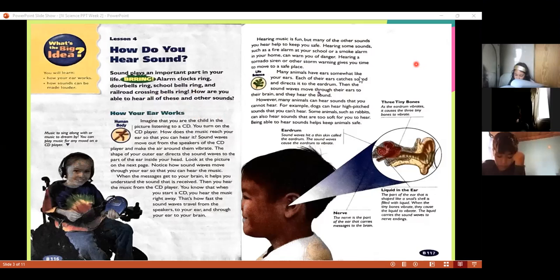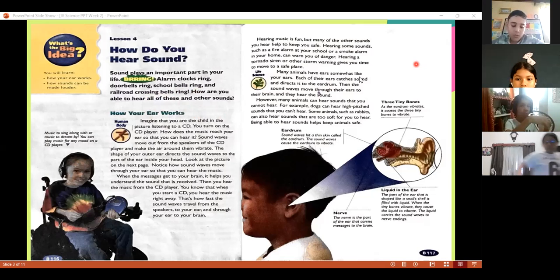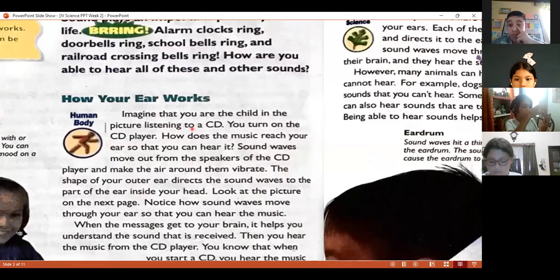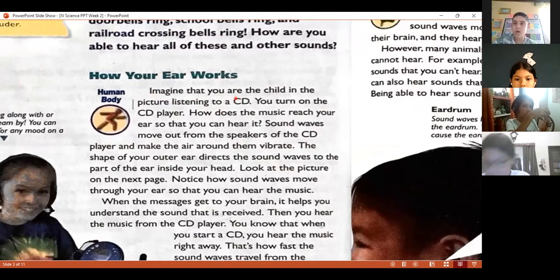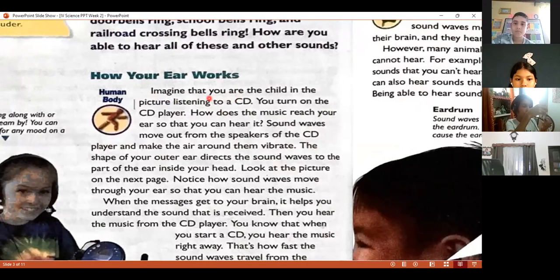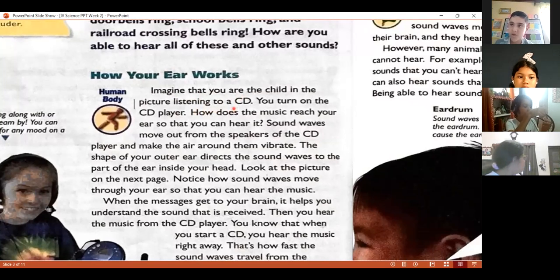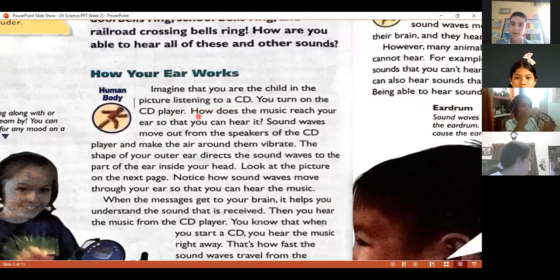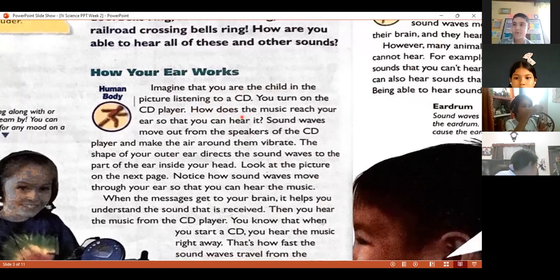We're going to read about how it works. So let's see. Alberto, you're going to help me to read. Read this part. Imagine that you are the child in the picture. You listen to a CD. You turn on the CD player. How does the music reach your ear so that you can hear it?